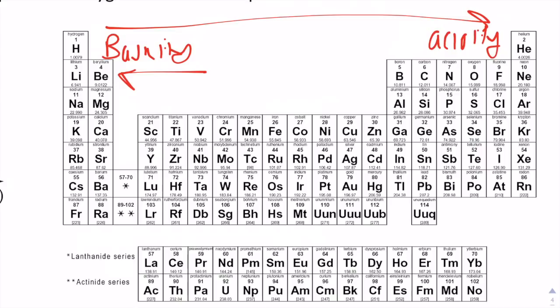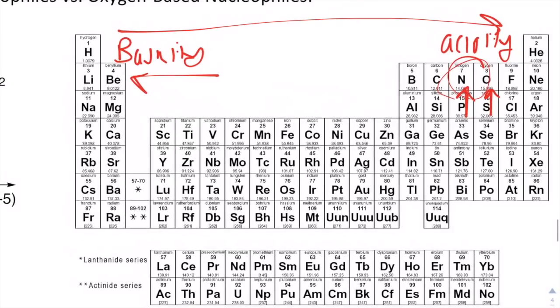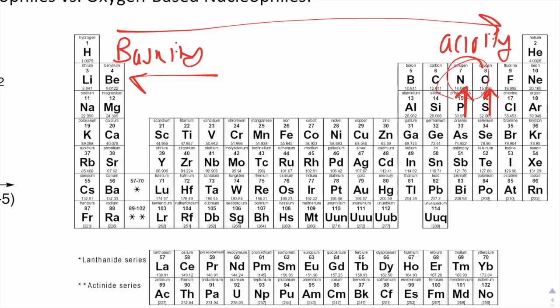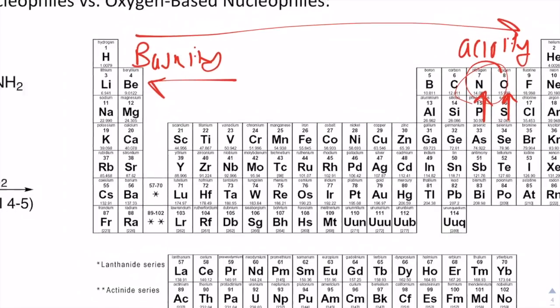So is nitrogen or oxygen more basic based on this trend? Well, if you said nitrogen, you're right, because it's closer to the left. So nitrogen is more basic. And recall back to organic 1, we said that nucleophilicity parallels basicity. So we can say that nitrogen, since it's a stronger base, would be a stronger nucleophile than oxygen. I hope that logic makes sense.